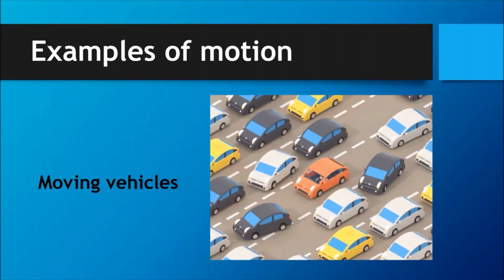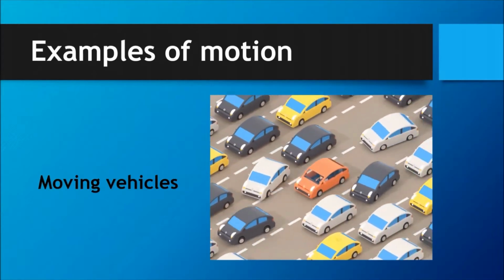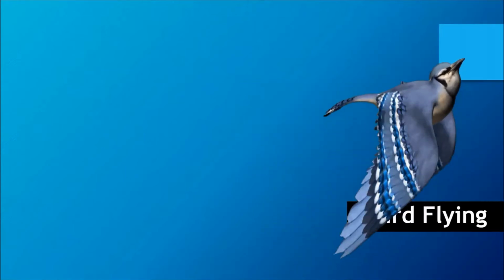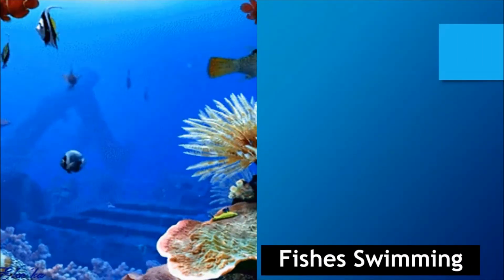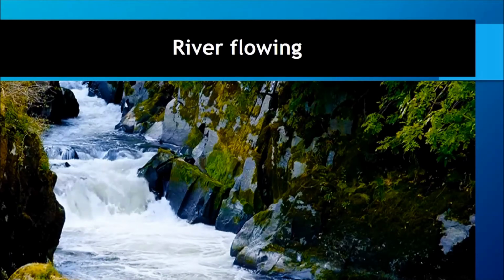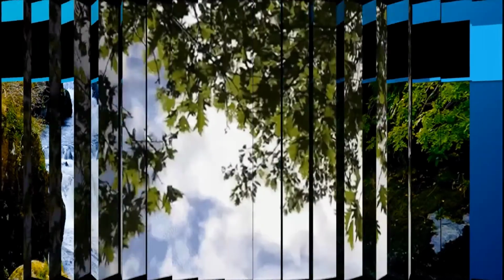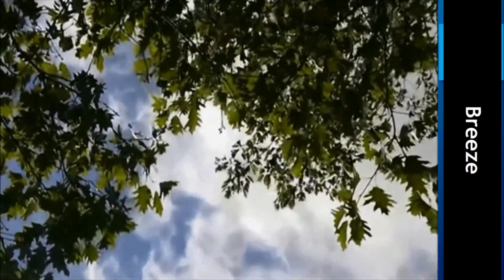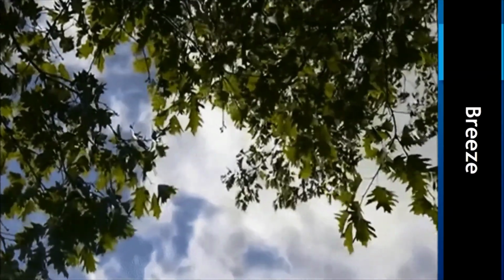Moving vehicles. A car moves from one place to another. These are one of our modes of transport. Birds flying in air. Fishes swimming in water. If we consider abiotic things, water flowing in a river is in motion. Cool soothing breeze. The air is invisible, its motion can be inferred through movement of leaves and branches of a tree and the passing clouds.